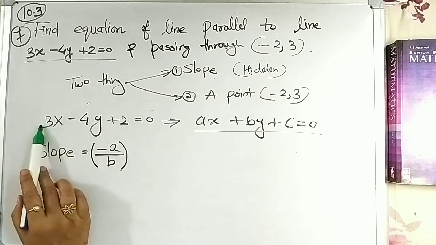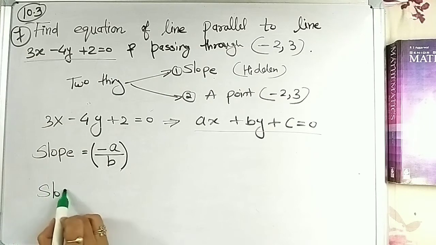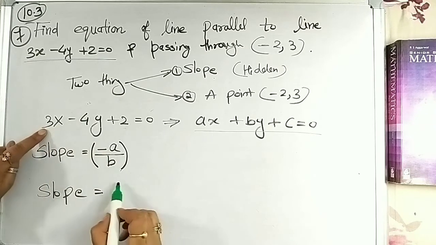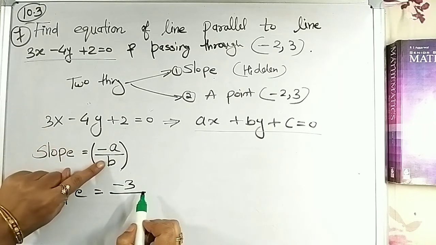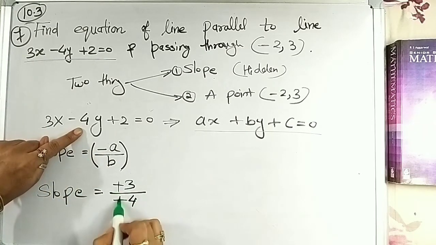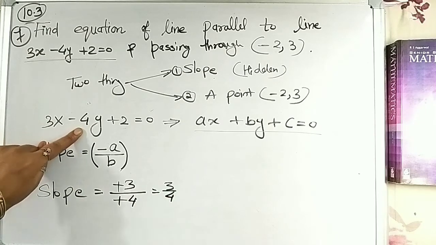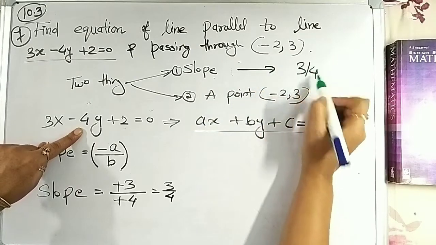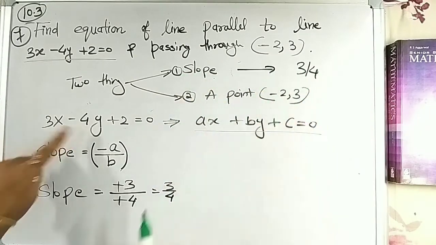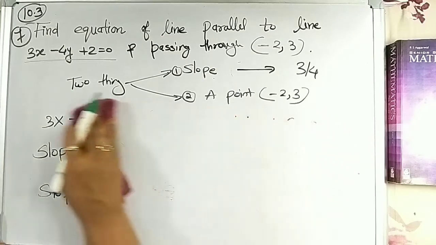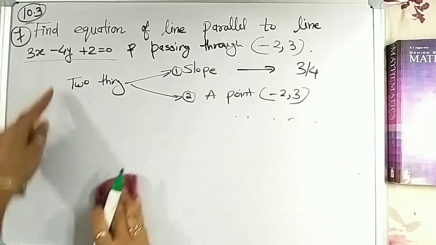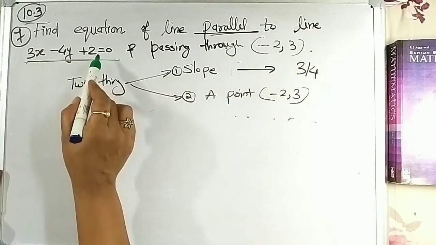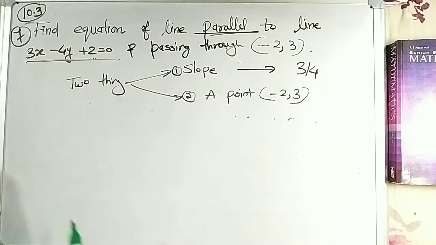Okay. So for my given equation, my slope will be what? Minus a by b. So minus a, which is minus 3, and b, which is minus 4. So my slope is 3 by 4. So this is also provided. That means it is 3 by 4. So I got slope and point both. And why is the slope the same as this line? Because the line has to be parallel. So what I want is parallel to this, means it has the same slope as this has.